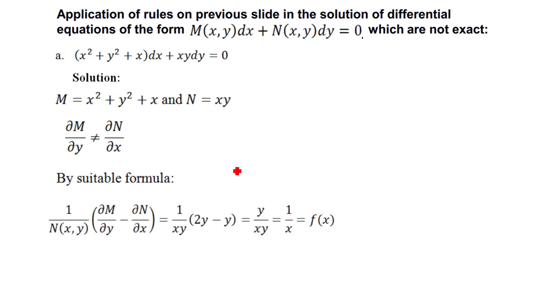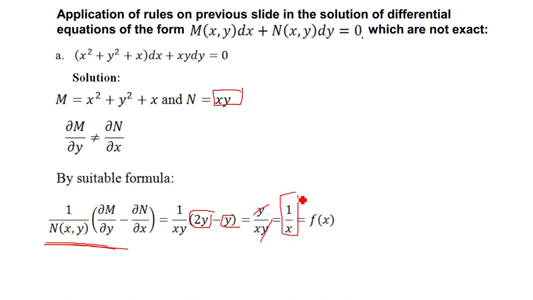So this is the formula that I was just explaining on the previous page. I say 1 over n times the m dy minus the n dx. So 1 over n, which one is our n? Our n is just xy. So you say 1 over xy times, and then what is the m dy? The m dy you get 2y, and then minus the n dx, which is just y. So after simplifying this, you can see that y will go with that, so we just remain with 1 over x.